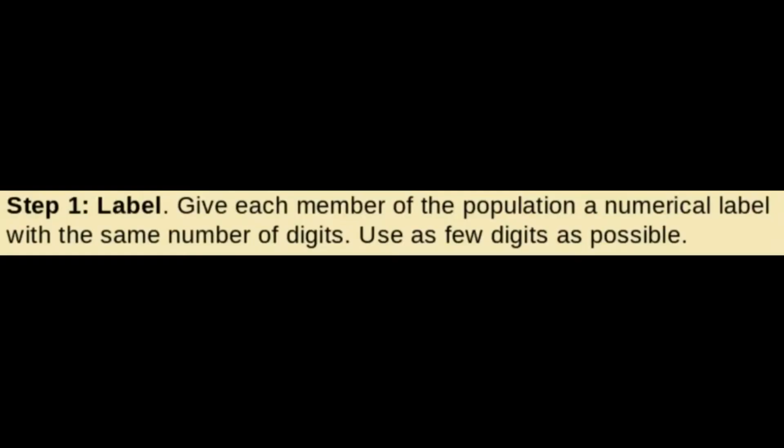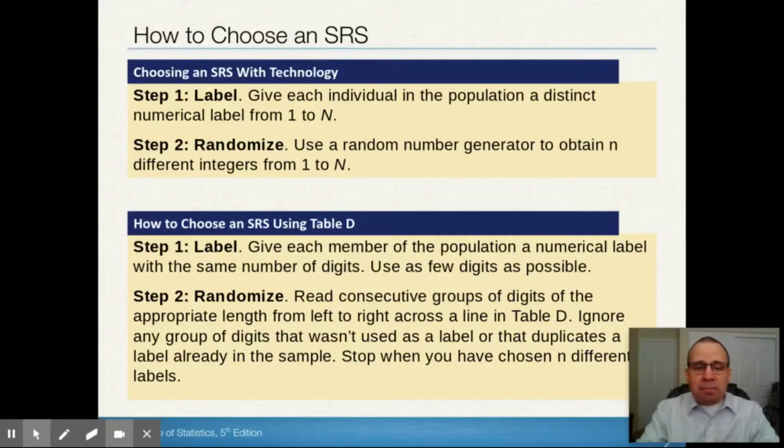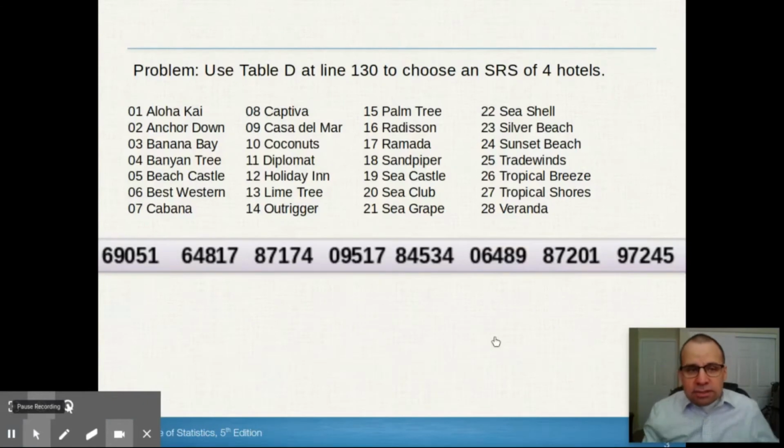Step one, you want to label everything in your population. If you have a population of 10,000 people, you're going to have to give each of them a number. And then you're going to have to decide, how many people do I want to select? And that's that number n. So you have to give everything in your population a number, and then you use a random number generator or the random number table in order to select your sample. So let me show you how to use the table.